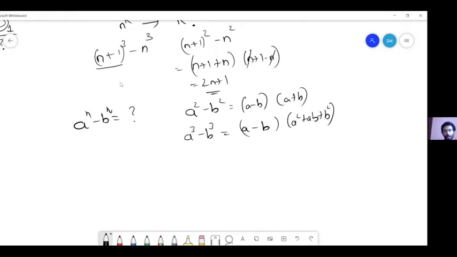So similarly, what would a power 4 minus b power 4 be, a power 5 minus b power 5? And in general, we can try to generalize. And can we also prove why this generalization is true? So this was another line which we considered.